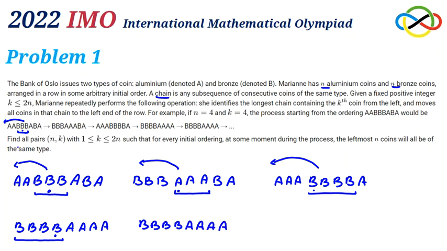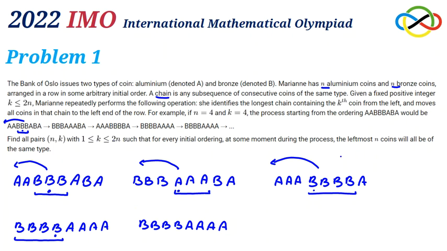Let's see what the problem wants. Find all pairs (n, k) with k from 1 to 2n, because we have 2n coins, such that for every initial ordering, at some moment during the process, the leftmost n coins will all be of the same type. So like this, for example, we have 4 B's, 4 A's. It says find all n and k such that for every initial ordering, we will reach this case.